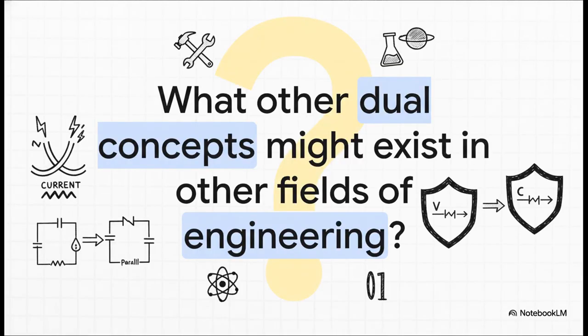And that really brings us to our last big idea for today. We've seen how voltage and current, series and parallel, Thevenin and Norton, they're all duals. They're just 2 different ways of looking at the same thing. So that leads to a pretty interesting question, doesn't it? What other dual concepts are out there? Not just in circuits, but in other fields of engineering or science. Where else can you find 2 different but equally correct ways to describe the same system? Something to think about.